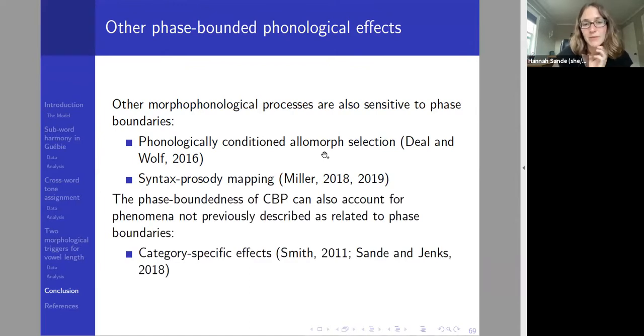And then the phase boundedness of cophonology by phase can also account for phenomena not previously described as related to phase boundaries, such as category-specific effects. So if you allow categorizing heads in distributed morphology to be phase boundaries, then those categorizing heads like little v and little n can be associated with constraint weight readjustments, and the result would be category-specific phonology.